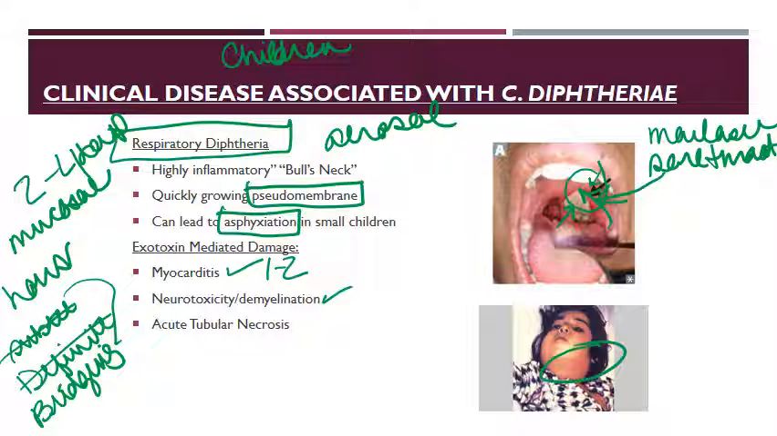So in this case, we'll see demyelination of the nerves near the posterior pharynx. You can also get local paralysis, which can lead to some oculomotor or ciliary paralysis. And occasionally you'll even see as much as peripheral neuritis. And then the last thing is acute tubular necrosis, which basically is just kidney damage. So that's kind of the main scope of this.